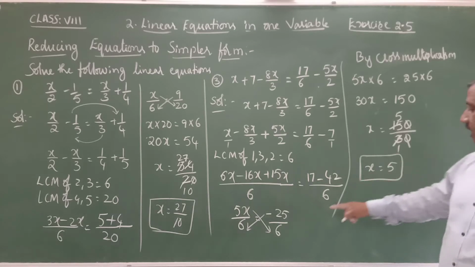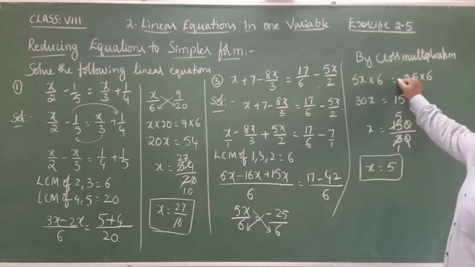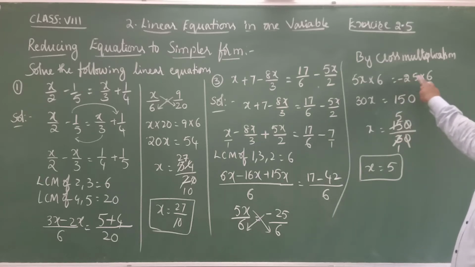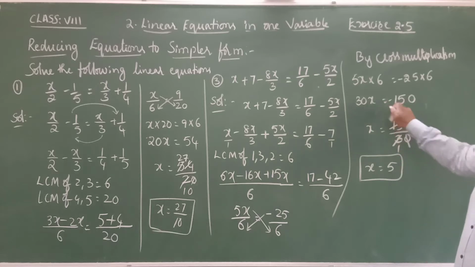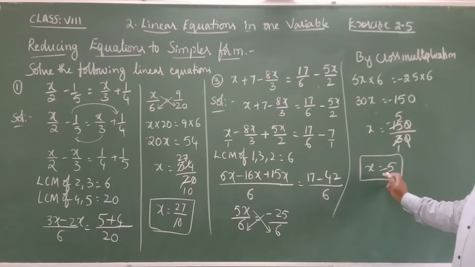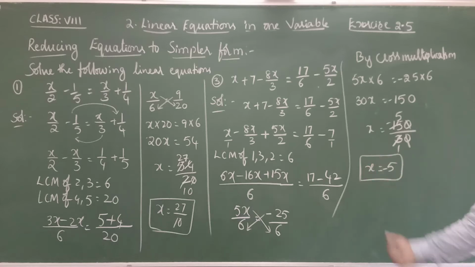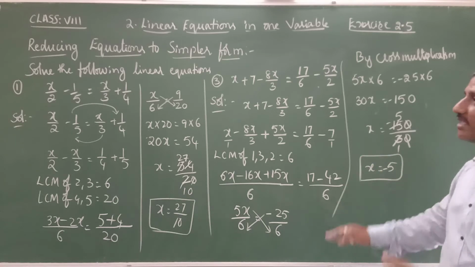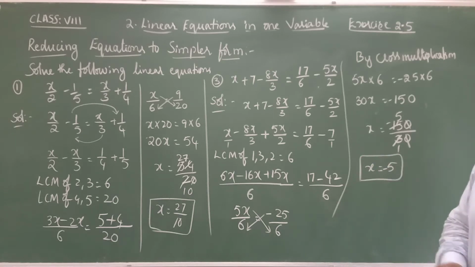So here, we have minus 25. Therefore, it is minus 25. Minus into plus, minus 25 into 6 is minus 150. So here, minus 5 by 1 means x equals what? Minus 5. So what is the solution of this equation? Minus 5. Like this, we will change the given equations to linear form, that is the simpler form, then we will solve the equation. Is it clear, children? We will discuss 2 more sums related to this.